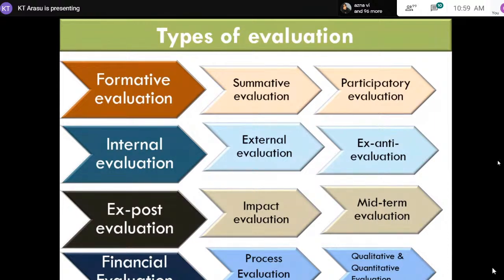Then impact evaluation: they focus only on the impacts, the benefits or the changes made by the project, the transformation made by the project, for example livelihood transformation, health transformation. Then midterm evaluation. Then financial evaluation is another part of this. Process evaluation, quantitative and qualitative evaluation. So all these things, briefly.